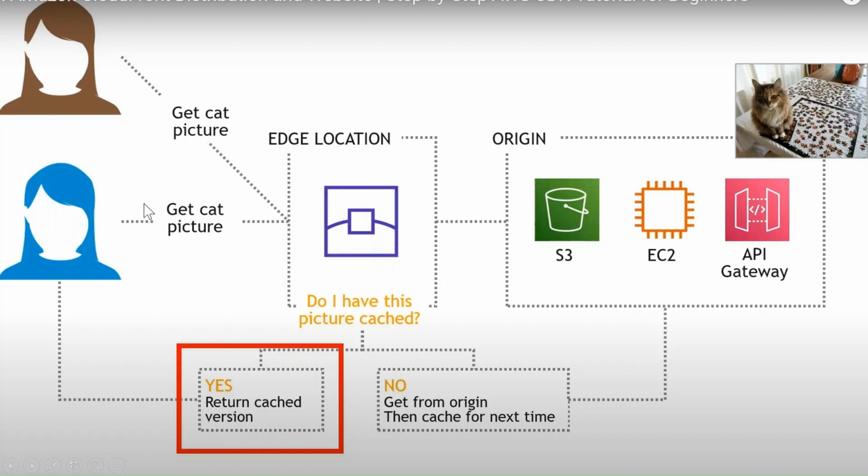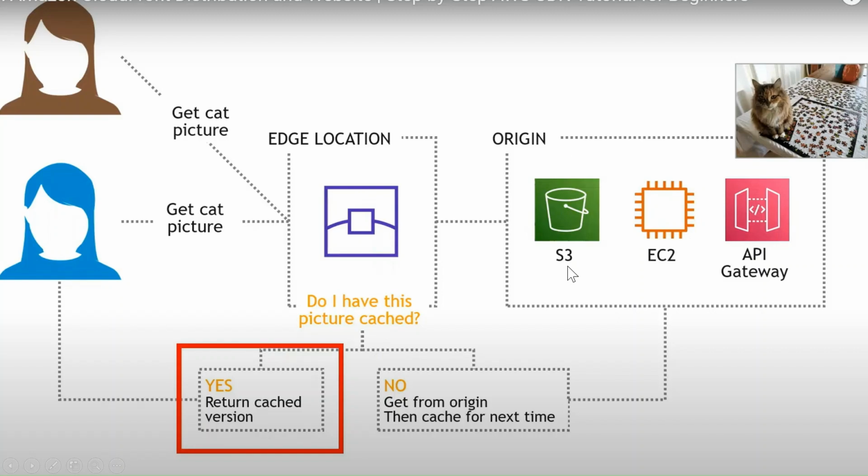When the user wants to get this cat picture, first the request goes to the edge location. In the edge location, it will check: do I have this picture in cache memory? If it is, it will return the cached version to the user. If the image is not present, it will get the image from the origin.